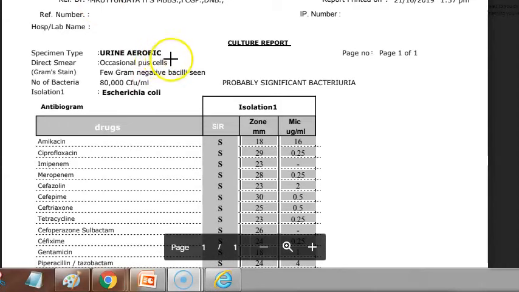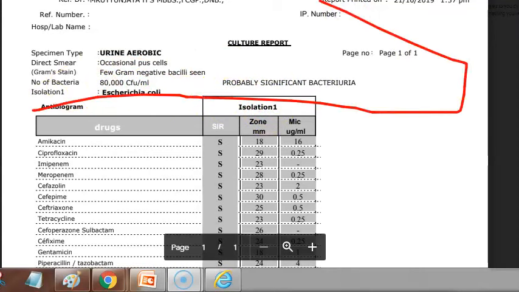Okay, look at the culture report now. Basically, the culture report says pus cells, gram negative bacilli, number of bacteria is 80,000 CFU per ml. It is probably significant but not significant. What is the isolation? E. coli. So they are saying it is Escherichia coli, right? E. coli is present. So this is aerobic. They have taken an aerobic specimen of the urine, right? So what is this? 80,000 is probably significant. Now this is the culture report. Now I ordered analysis, culture, also sensitivity.